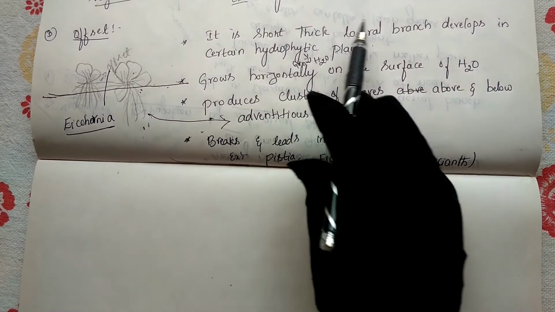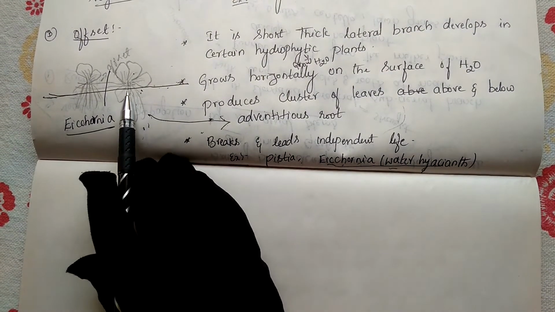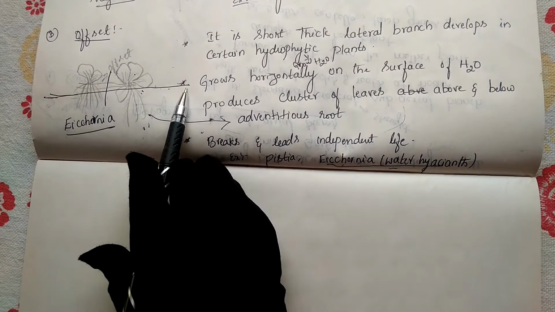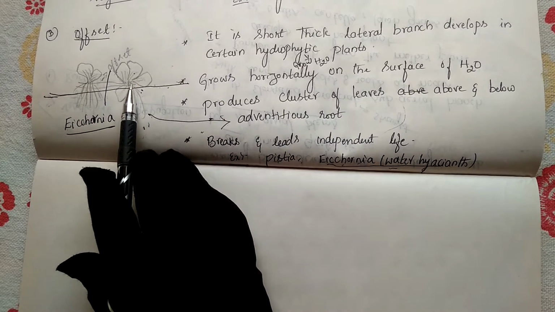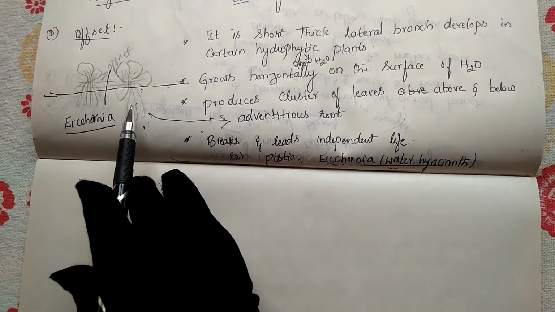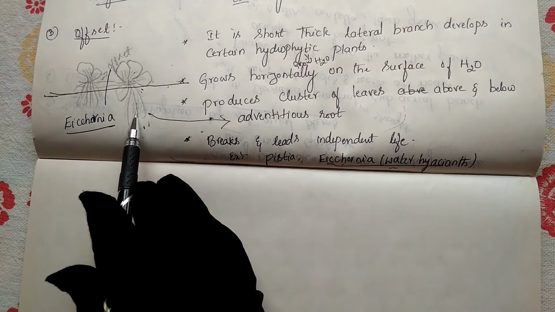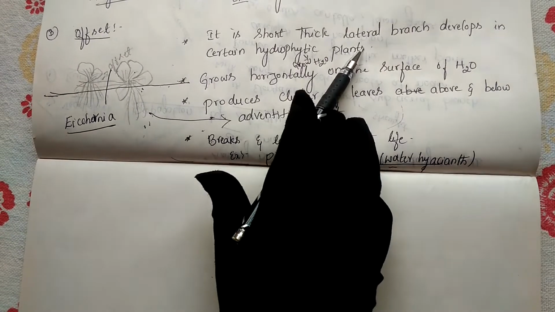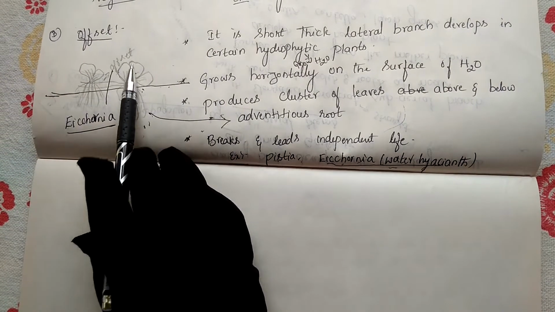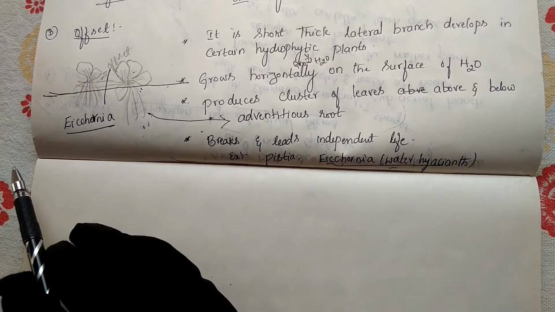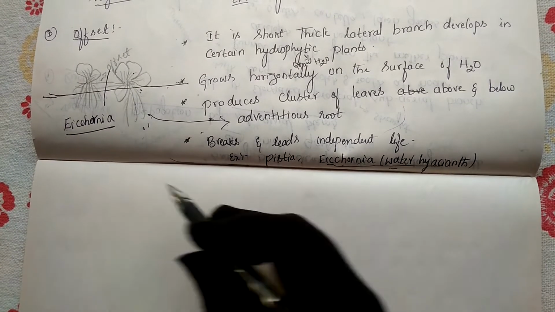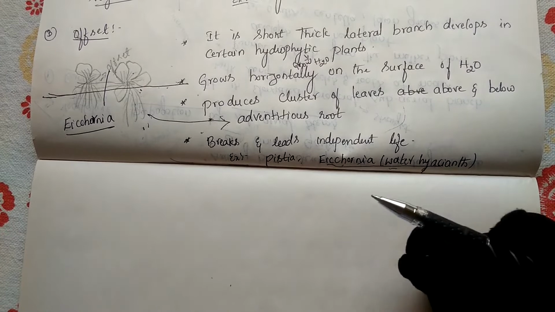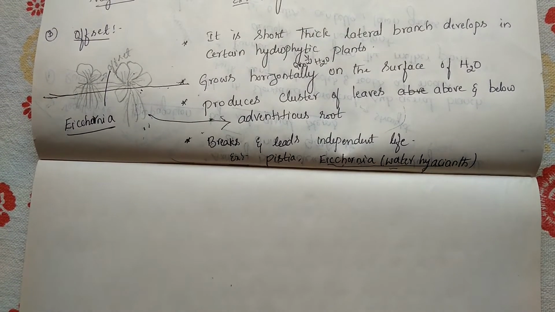So this is about the offset. They grow on the surface of the water. Above the surface they have a cluster of leaves, and below it they have adventitious roots. It is a hydrophytic plant producing thick lateral branches, and when it breaks up, each part leads an independent life. Next, let us discuss the fourth type.